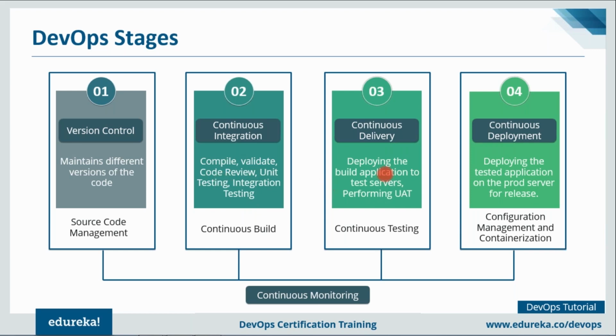Then comes continuous delivery. The same continuous integration tool that we are using, suppose Jenkins, once the application is built, will deploy it onto the test servers for testing, to perform user acceptance tests or end user testing, as you call it. We'll be using tools like Selenium for performing automation testing. Once that is done, it'll then be deployed onto the prod servers for release. That is called continuous deployment. And here we'll be using configuration management and containerization tools, basically to provision your infrastructure, your prod environment.